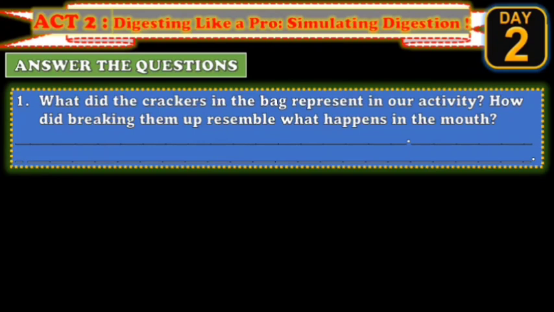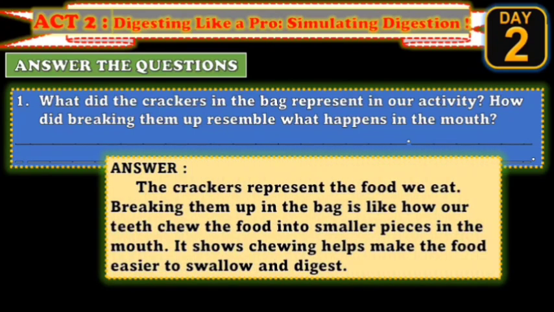So the possible answer in question number 1 is the cracker represents the food we eat. Breaking them up in the bag is like how our teeth chew the food into smaller pieces in the mouth. It shows chewing helps make the food easier to swallow and digest.